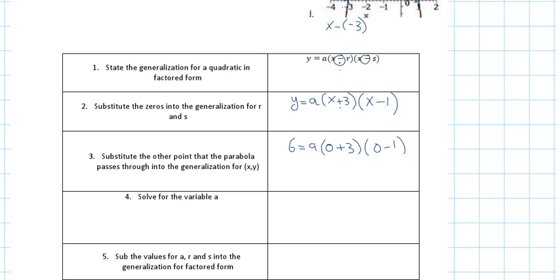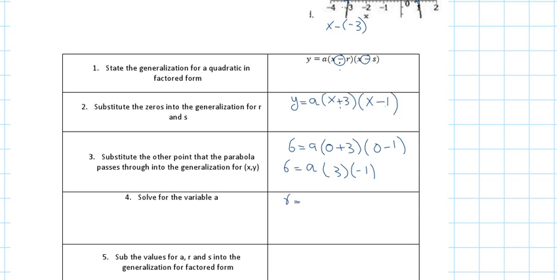So let's do the math. I have 0 plus 3, so that's 3. 0 minus 1, so that's -1. Then I have a multiplication between the 3 and the -1, so that's -3. So I have 6 equals -3a. What else do I have to do to solve for a? Divide by -3. So 6 divided by -3 equals a. Therefore, a is -2.